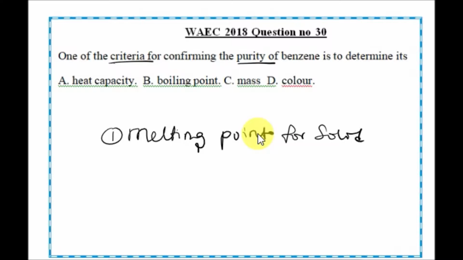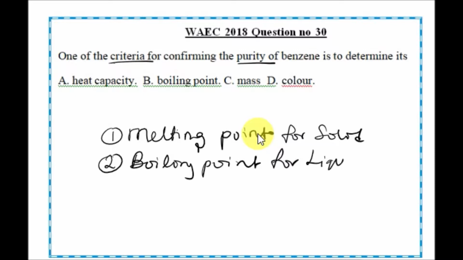Then number two criteria for purity is what we call boiling point. And we actually use boiling point for liquids. So every pure substance melts at a particular temperature, and boils at a particular temperature known as the boiling point for liquids. And benzene is a liquid, so that should be the criteria for that.